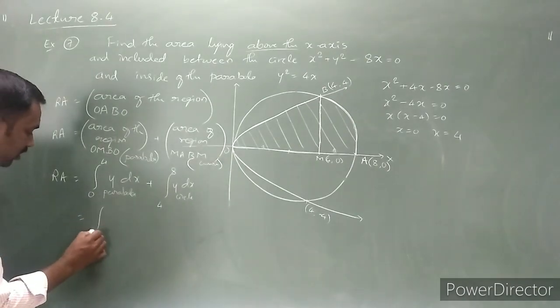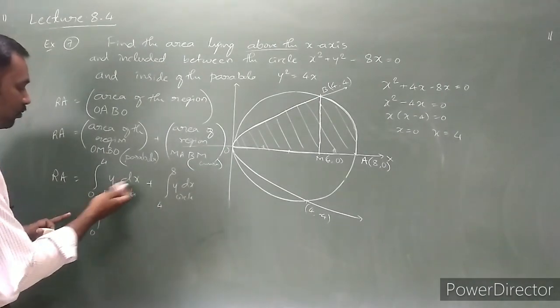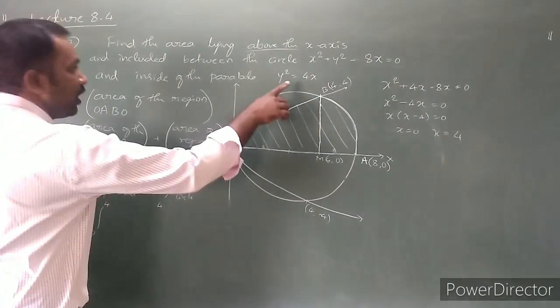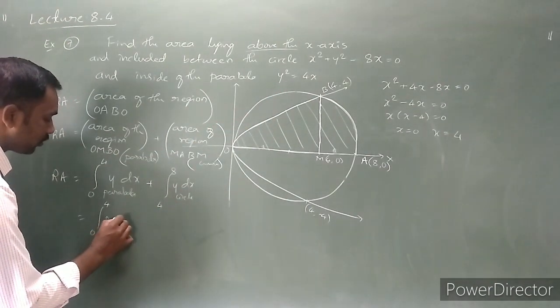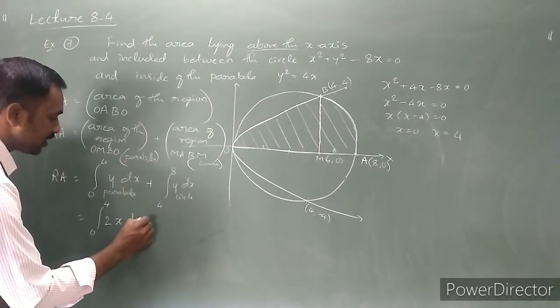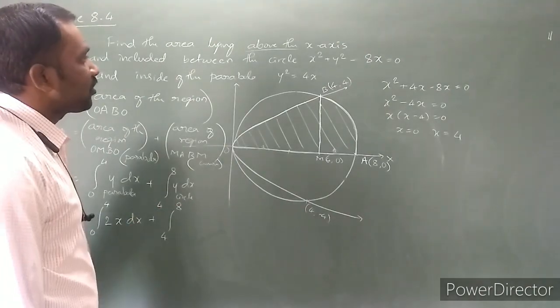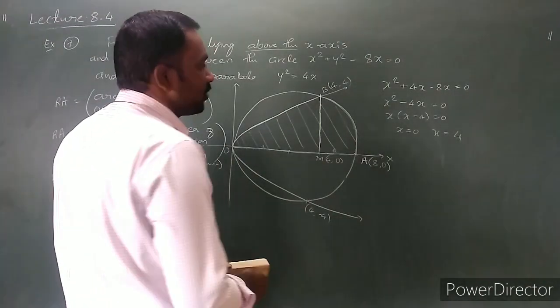Yes. If you got this much, 60% of the solution is over. y dx, parabola, y value, root of 4 is 2. 2 into x, first value, because the first quadrant is done. 2x dx plus integral of 4 to a, y dx, circle equation. From the circle equation, what is the y value?